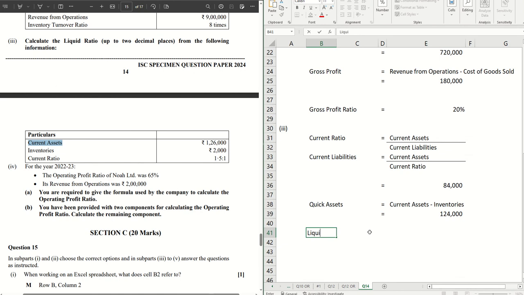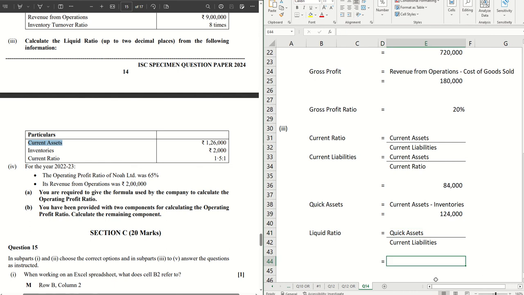So liquid ratio will be equal to quick assets divided by current liabilities, right? So let's put the values. Quick assets are 1,24,000 divided by current liabilities, which are 84,000. So we get, in terms of decimal places, 1.48. That's the answer for Roman 3.